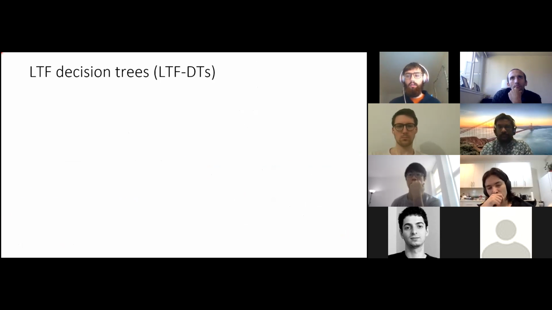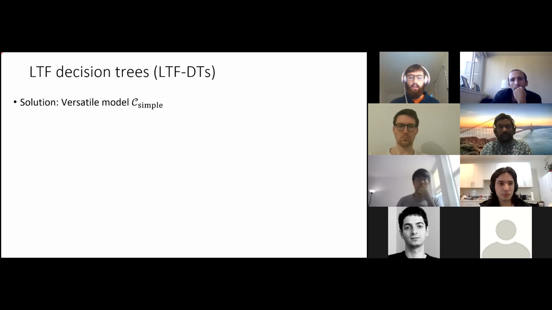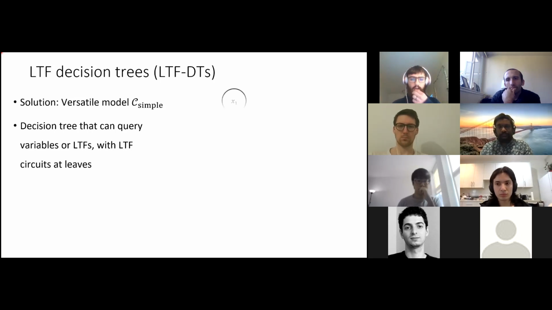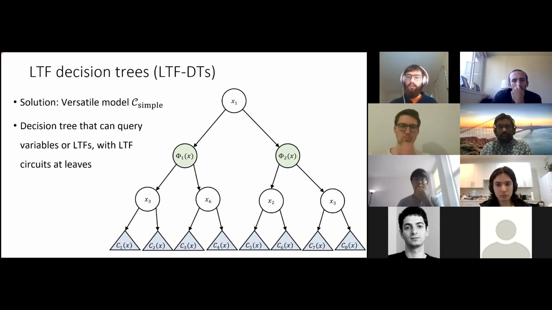So the key to handling these failure scenarios is a carefully engineered choice of our C, the simple model to which we're trying to claim these circuits simplify when we hit them with a pseudorandom restriction. The model that we'll consider is a hybrid decision tree model. It's a model that combines decision trees with LTFs.